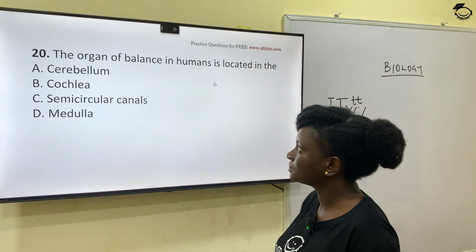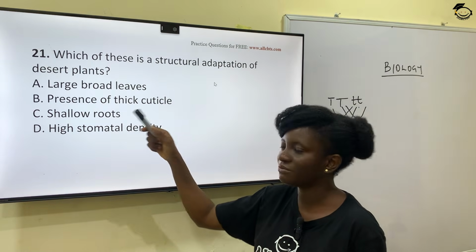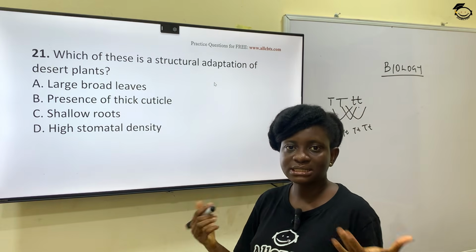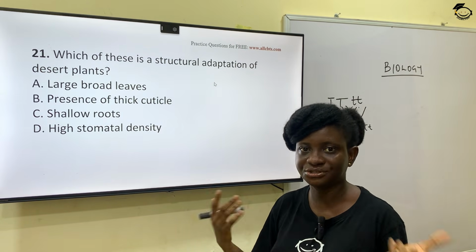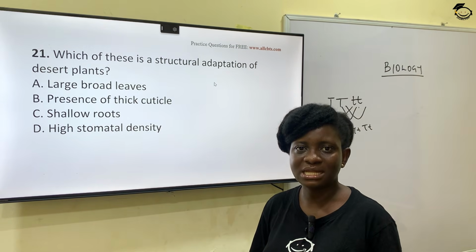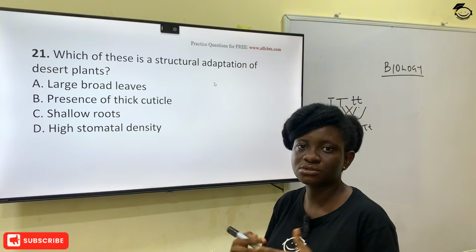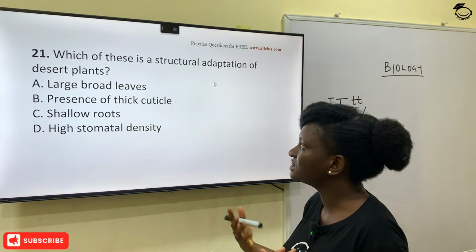Question 21. Which of these is a structural adaptation of desert plants? In the desert, there's low rainfall, places are dry. So how do these plants survive so they don't die from lack of access to water? So how do they survive?